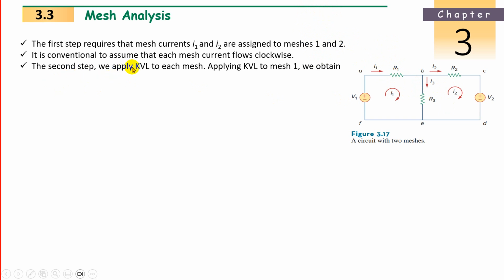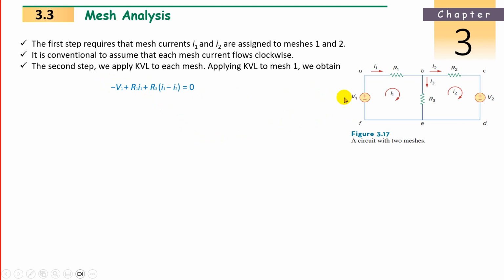The second step, we apply KVL to each mesh. So first mesh, what is the KVL? Kirchhoff's voltage law. Start from this point, from this voltage, that is V1. Current leaving from the source gives V1. Current entering the resistance gives I1 R1, right? Now a small change is there.